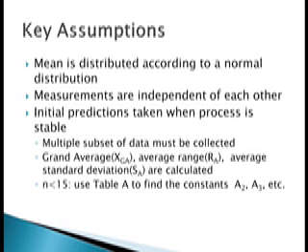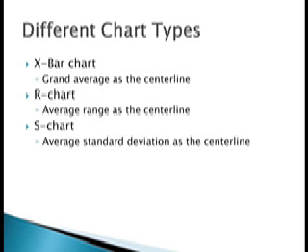The grand average, the average range, and the average standard deviation are calculated. And when the number of measurements n is less than 15, we could use table A from the wiki to find the constants A2, A3 to help us in the calculation of the UCL and LCL.